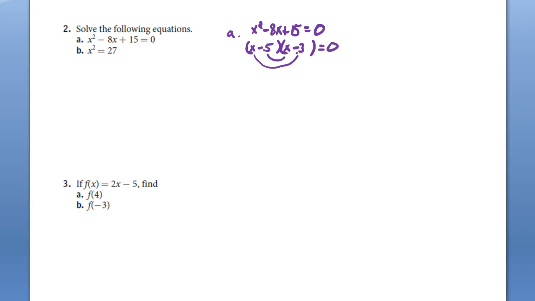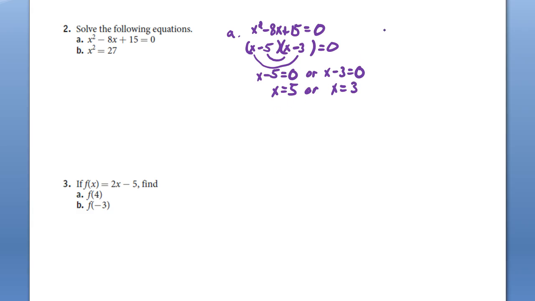Okay, because these are multiplied together and equal to 0, that means that either of these can be equal to 0. So x minus 5 could be equal to 0, or x minus 3 could be equal to 0. Our answers are x equals 5 or x equals 3.